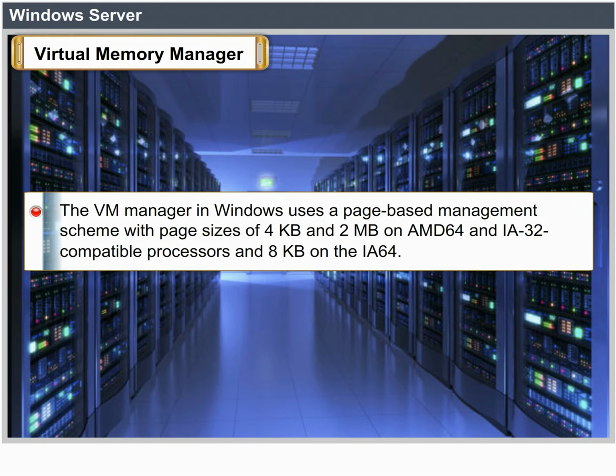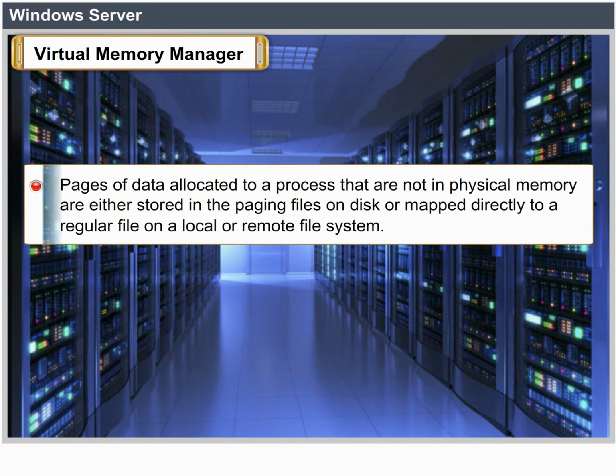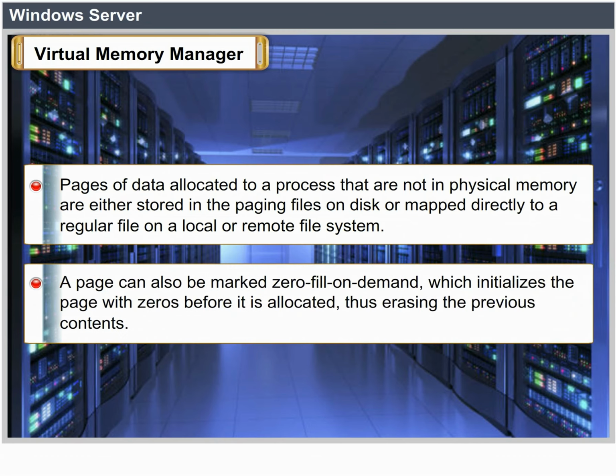Pages of data allocated to a process that are not in physical memory are either stored in the paging files on disk or mapped directly to a regular file on a local or remote file system. A page can also be marked zero fill on demand, which initializes the page with zeros before it is allocated, thus erasing the previous contents.